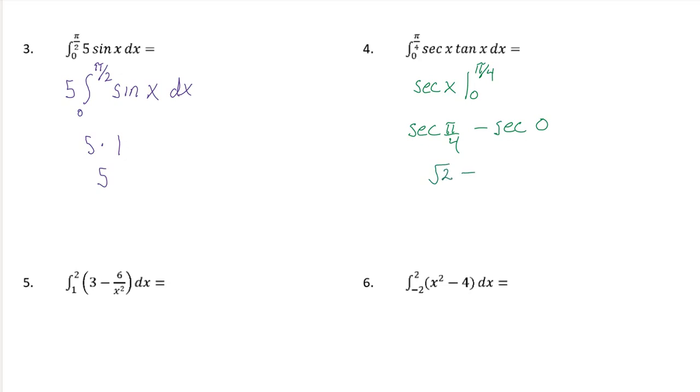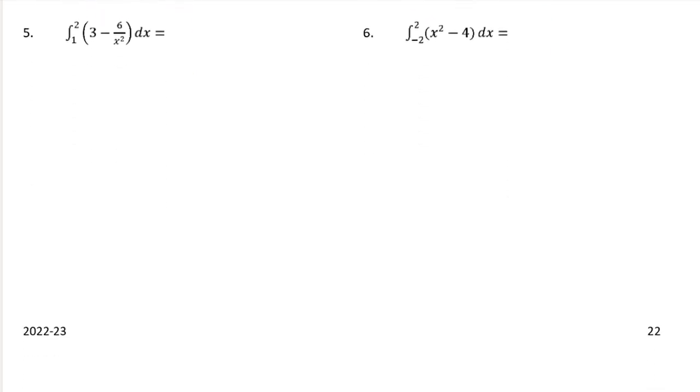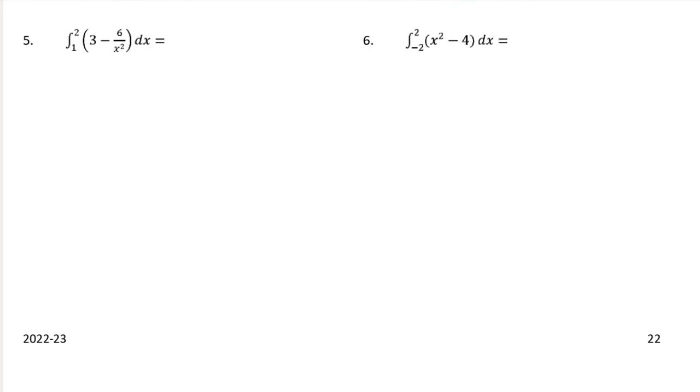And then secant of 0 is the reciprocal of cosine of 0. Cosine of 0 is 1, and so secant of 0, the reciprocal, is also 1. And we're going to leave that one like that. All right, I would encourage you to turn off the video and try these last two on your own before we get to the back side here.